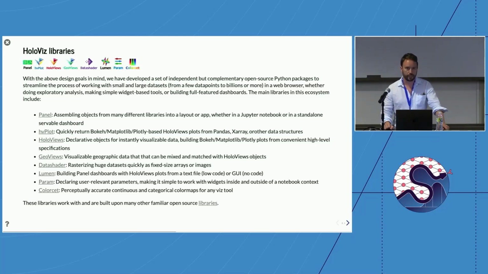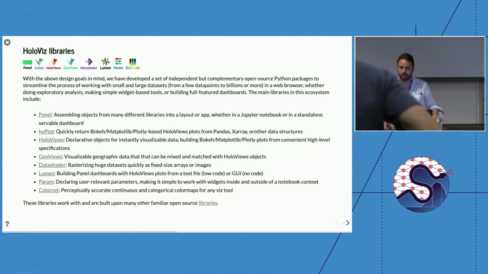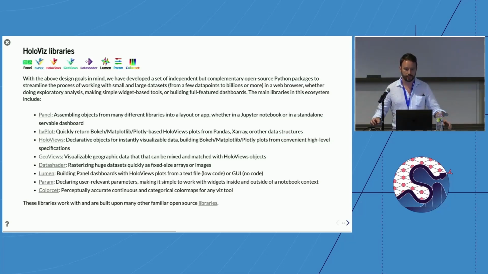But what you might see a little bit today is Param. Param is basically the lower-level API that everything else is built on. If you're familiar with Python data classes, it's very similar to that, but actually precedes them by about 12 years, something like that. And that's what allows you to link widgets to your plots and gives you the interactivity. And finally, there is Colorcet, which is just a set of perceptually accurate color maps, whether continuous or categorical, that you can use to accurately plot your data.